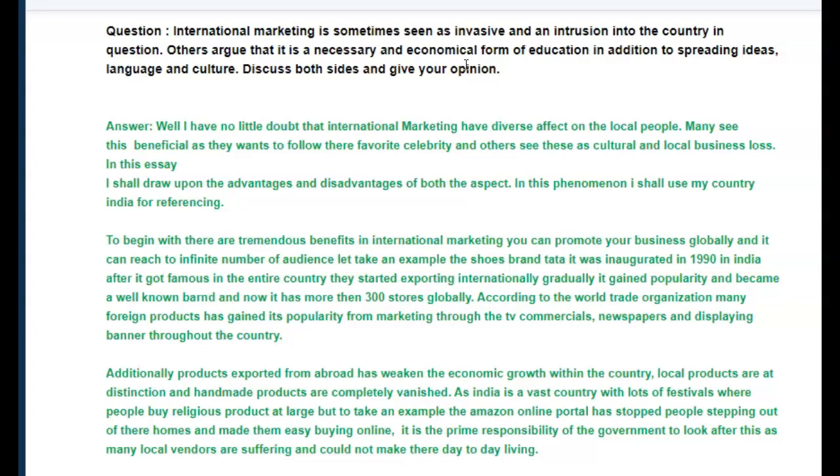Because if you look at the band descriptors for task 7, it says presents a clear position throughout the essay. The key word here is throughout. Throughout means from the beginning to the end. So you really should give your position in the introduction. You didn't really do that. You simply said that you shall draw upon the advantages and disadvantages. Not enough, okay? So that's the first thing.